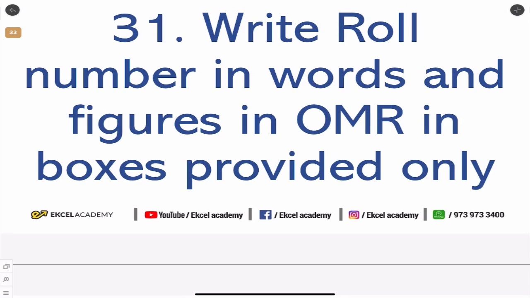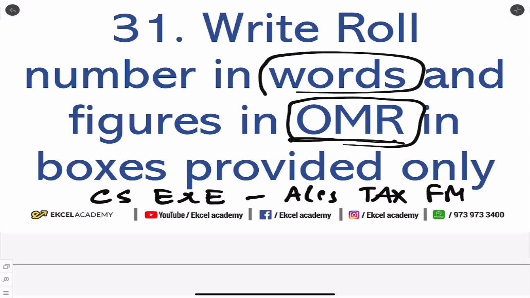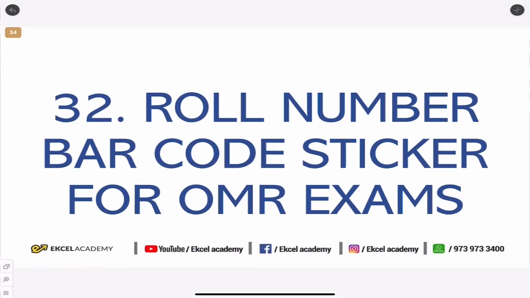Write the roll number in words and figures in the OMR. So if you have any OMR exam, that is for our CS Executive, we have it in both old syllabus and new syllabus. For example, like Accounts, then we have Tax, correct, then we have Financial Management. These are all our OMR exams. So in an OMR exam, you should write the roll number in words and also in figures, so that you will be safe.